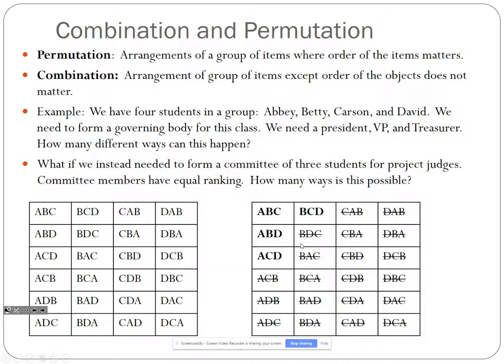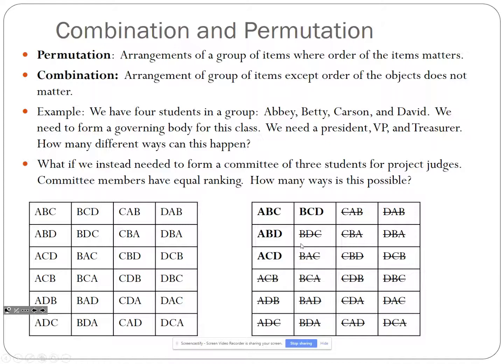Hi class. Well, we talked about the basic counting law in the last video, but sometimes that's just not going to work or it's going to take way too long to do it. So I wanted to introduce two different ways that you can calculate the number of ways: combination and permutation. Now the difference between these two is if order matters or it doesn't.